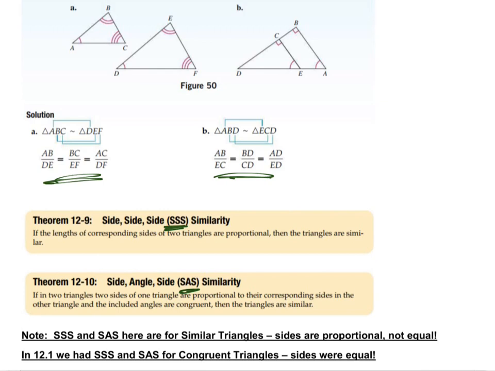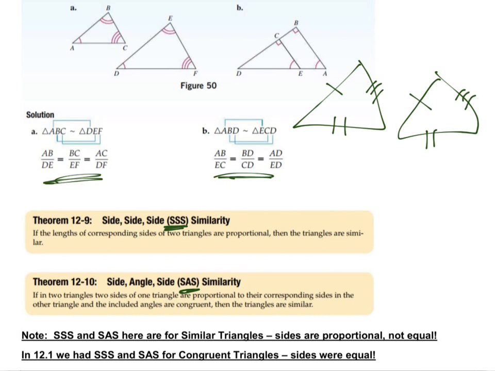It's a little bit different, side, side, side. Last week, we found if you have one triangle and you have another triangle, and you know that their three sides are all the same, that's enough to prove those triangles are fully identical, right? That was last week. That was side, side, side for proving identicalness, congruence. But now, notice the fine print for side, side, side for similarity. It says the lengths of the two triangles are proportional, not equal.